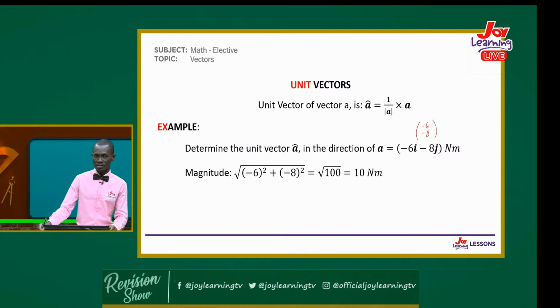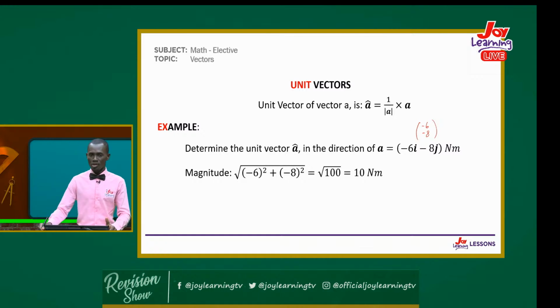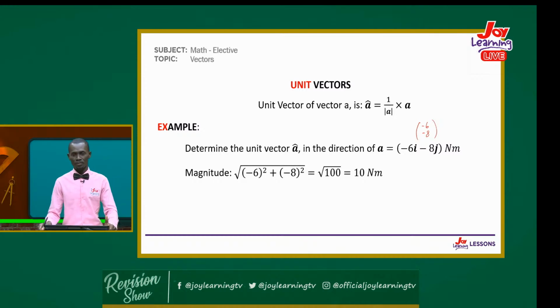Negative 6 squared is 36. Negative 8 squared is 64. 36 plus 64 will give us 100. The square root of 100 will be 10. Well, this particular vector was measured in Newton meters, a force of a kind. So its magnitude is 10 Newton meters. Now, what is the unit vector?